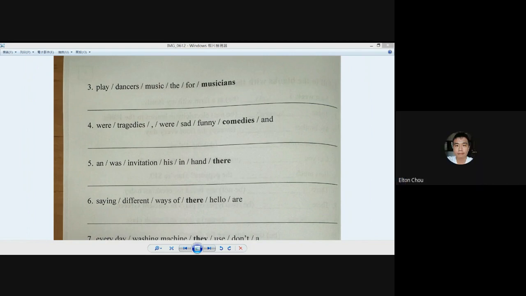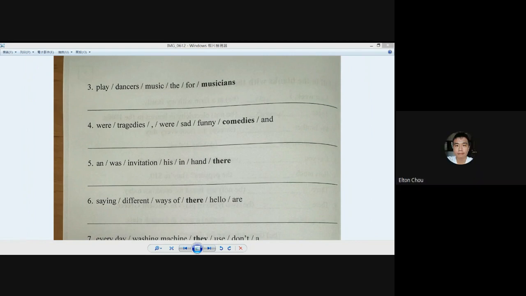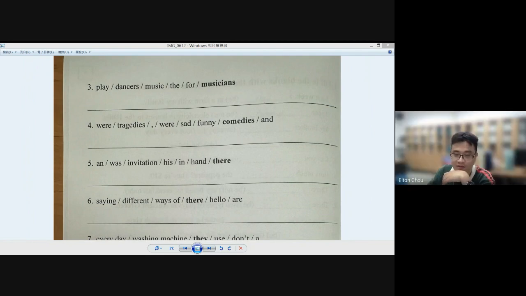What was there in his hand? There was in his hand, right? So, how about number 6? There are how many ways of saying hello?